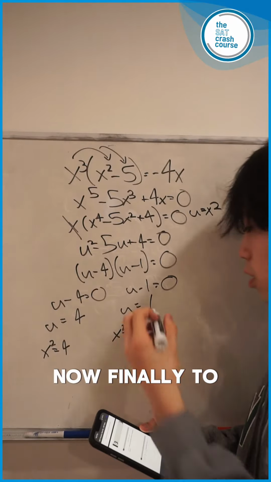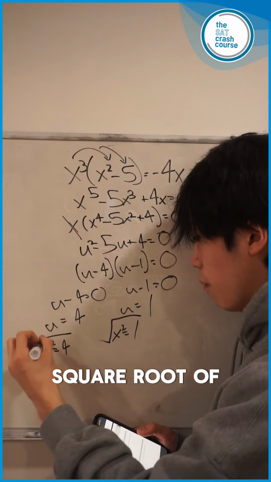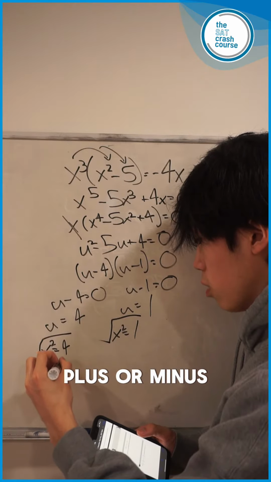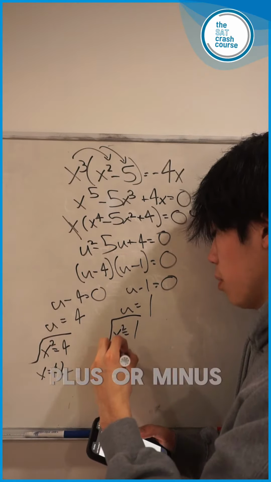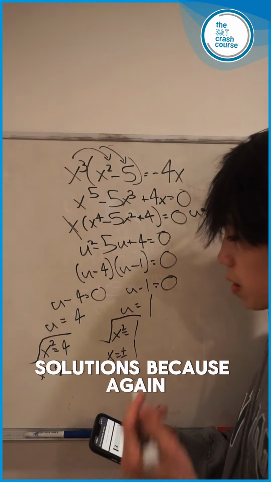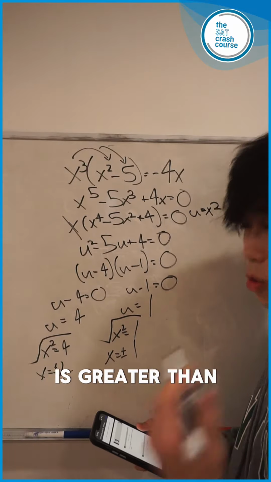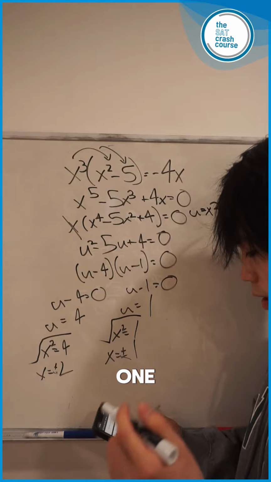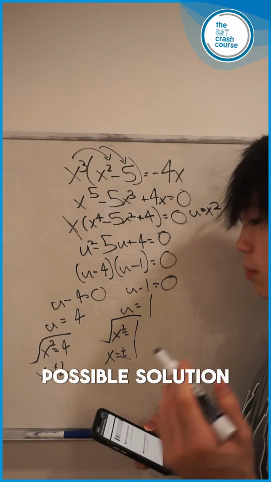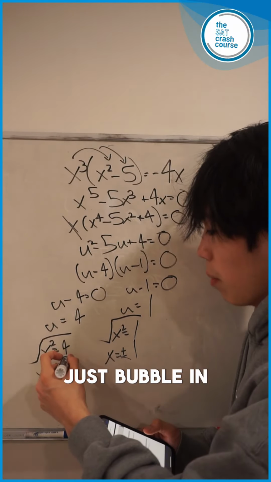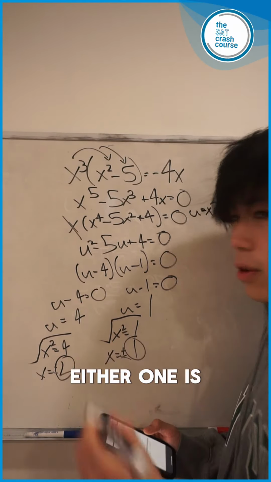Now finally, to solve, let's take the square root of both of these scenarios to get that x equals plus or minus 2 and x equals plus or minus 1. Now we can ignore the negative solutions because again it asks us for something that is greater than 0, and we're left with 2 or 1. Now it only asks for one possible solution, so when you're answering this on the real test, just bubble in 2 or 1, either one is correct.